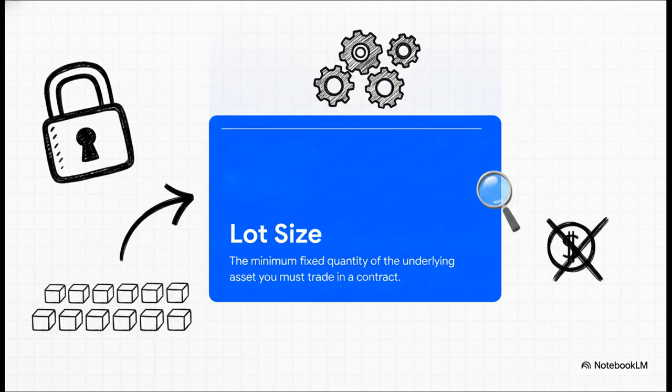A lot size is basically the minimum fixed quantity of the underlying asset that you are mandated to trade in a single futures contract. Remember how we said futures are highly standardized to keep things orderly? Well, this right here is a prime example. In the regular equity market, if you want to buy just one single share of a company, you can totally do that. Not in futures. In futures, you are locked into standard lot sizes defined by the exchange.